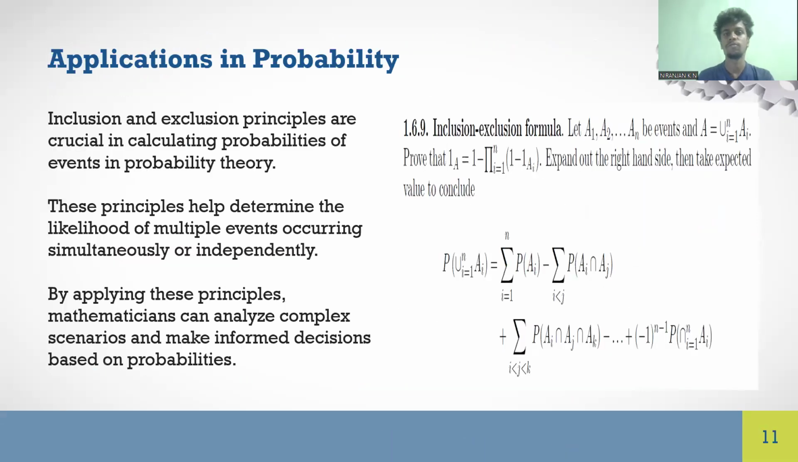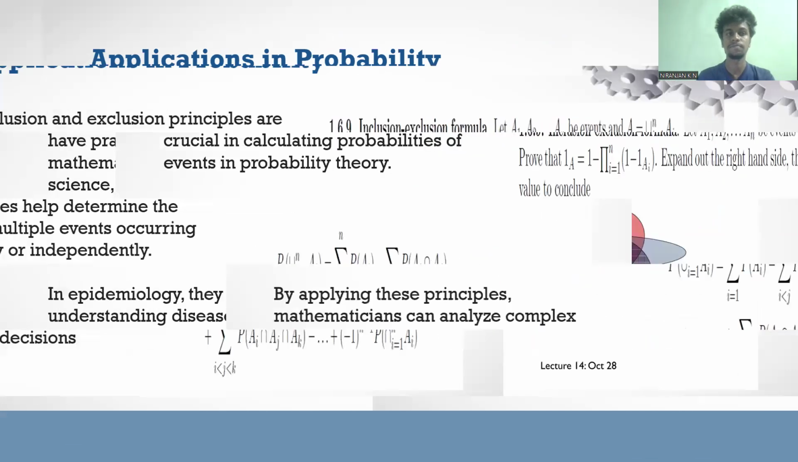So the applications in probability. Inclusion and exclusion principles are crucial in calculating probabilities of events in probability theory. These principles help determine the likelihood of multiple events occurring simultaneously or independently. By applying these principles, mathematicians can analyze complex scenarios and make informed decisions based on probabilities.